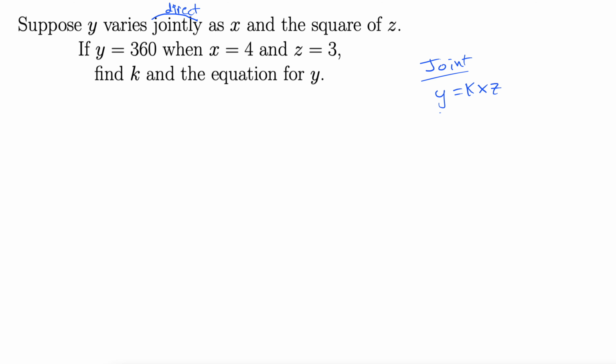Okay, well this one is a little different in that it's jointly with x and the square of z. So that means our basic equation here is going to be y equals kxz squared. The problem tells you how to set it up. You just need to know that jointly means you put in the k and then you put your variables in there. There's no dividing or anything like that. They're all multiplied together. And this one happens to say squared.